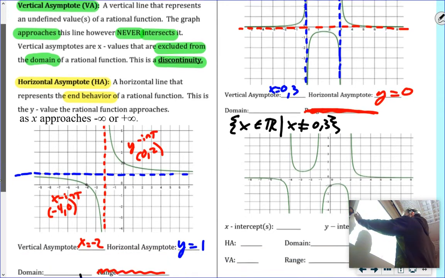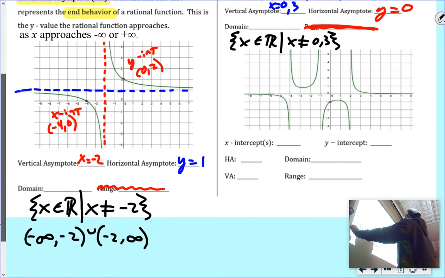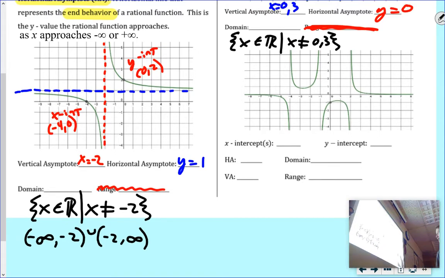And then let's do one more. If you want to, again, look at this last graph. This one also asks for the intercepts, but that's easy enough to do, I think. So take a look at that, see if you can find the intercepts, HA, VA, and the domain. And again, we're not going to worry about the range. So what do you think?